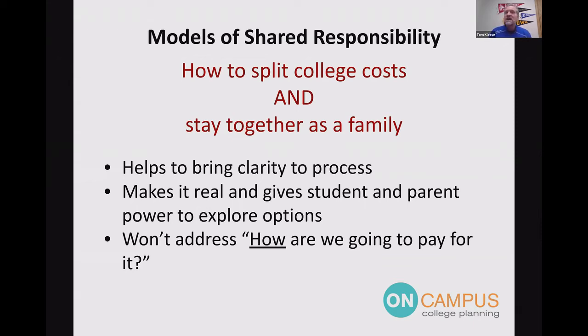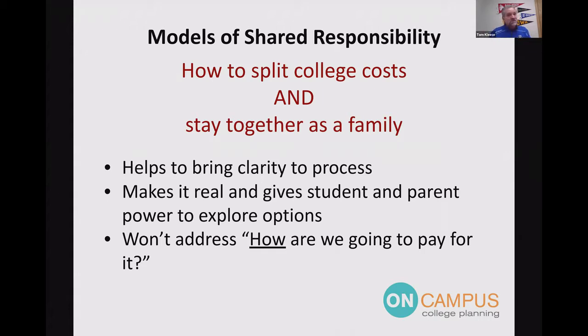We are talking about models of shared responsibility, or how to split the college costs and still stay together as a family. So in about 10 to 15 minutes, I'm going to cover what I call some models of shared responsibility that I think are going to be really powerful tools for you to think about as a parent or as parents, and then to share with your student as well, to really put some definition and give you some clarity to this process and not leave it until it's time to write the tuition check.